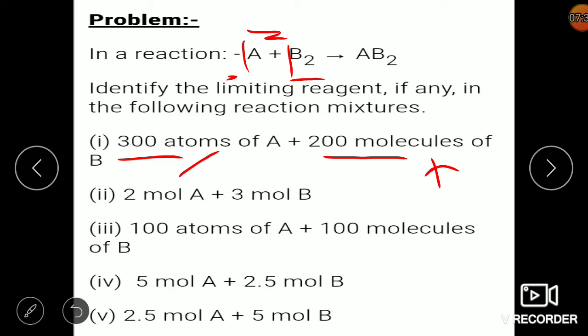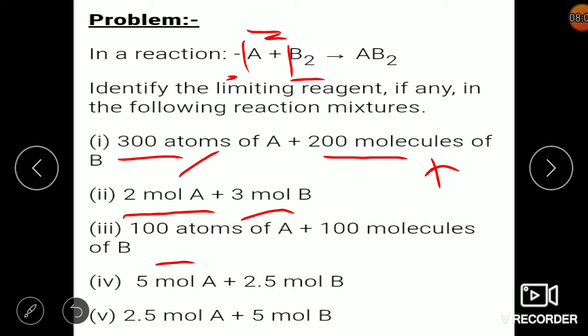Next, in this case, 2 mole of A, 3 mole of B. For 2 mole of A, how many mole of B do you need? You need 2 mole of B, but here we are getting excess. So which one is your limiting reagent? This one, the one that is in lesser amount is your limiting reagent. In the third case, 100 atoms of A, 100 molecules of B. The ratio is the same, right? So in the third case, there is no limiting reagent. Both are of the same value, so you're not getting anything extra or anything lesser. So there is no limiting reagent.